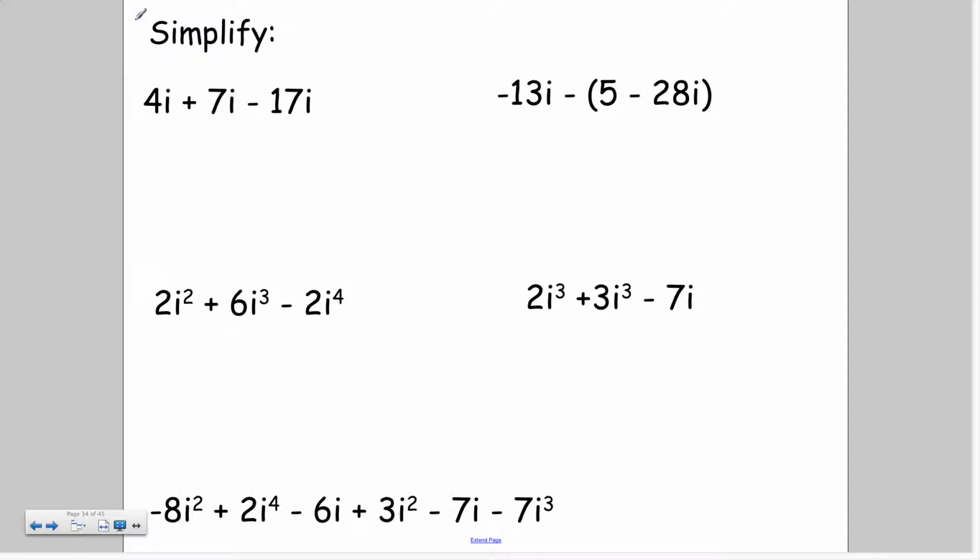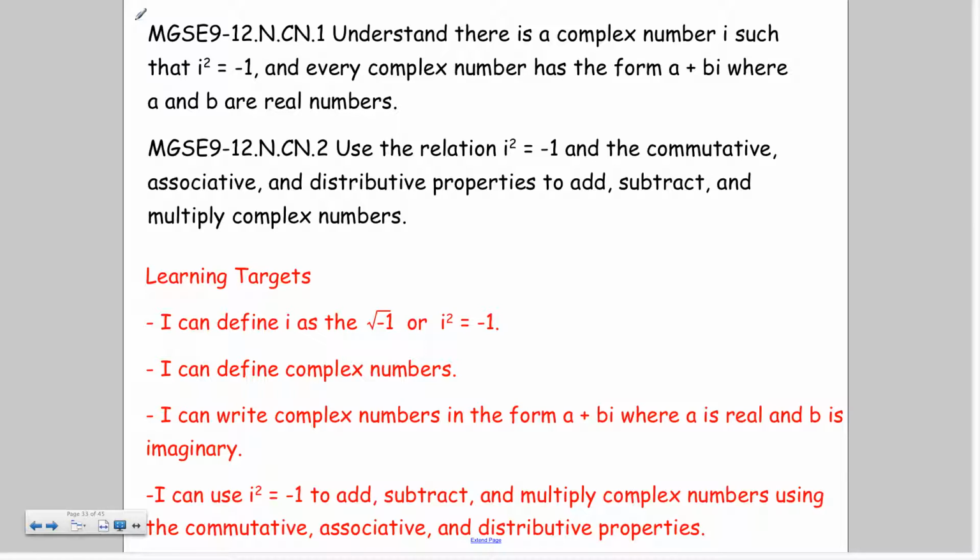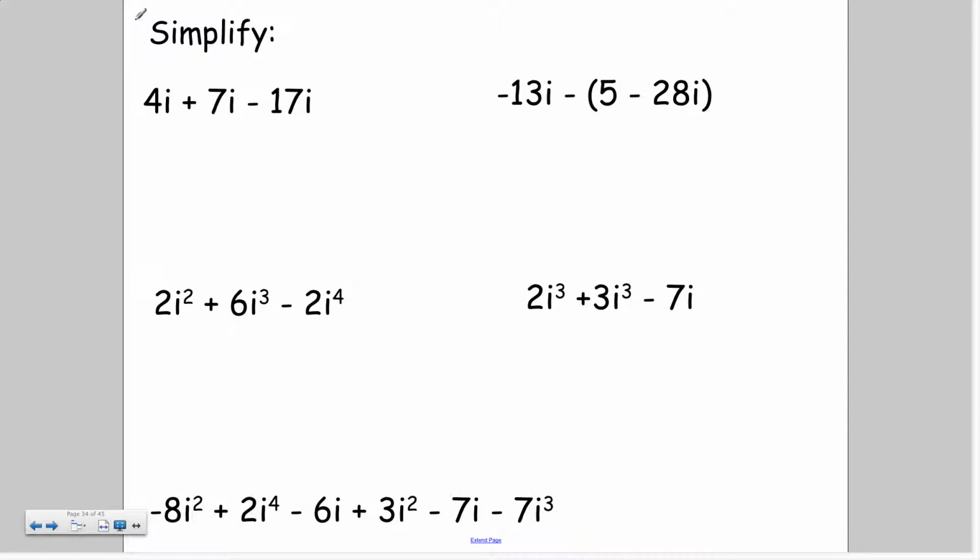All right, this is going to be section 5, and we are going to be doing the operations for complex numbers. If you look on page 16, it gives you our standards. You're going to be able to add and subtract and multiply the complex numbers, which we're going to be doing the same thing you're used to seeing, except it's going to be with i. All right? So we're going to go ahead and simplify these.